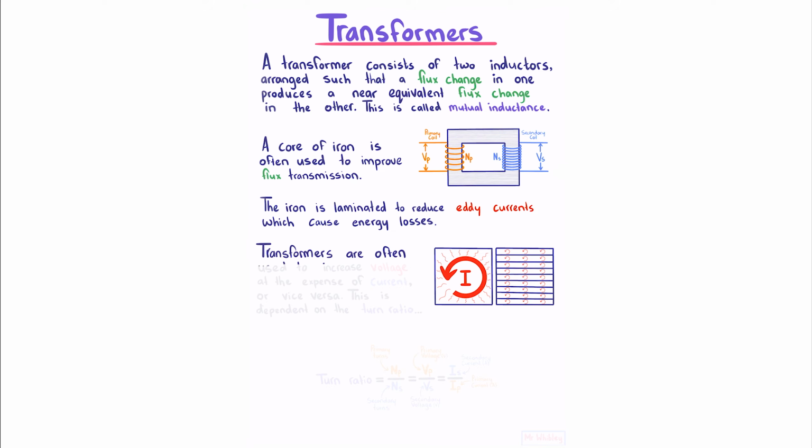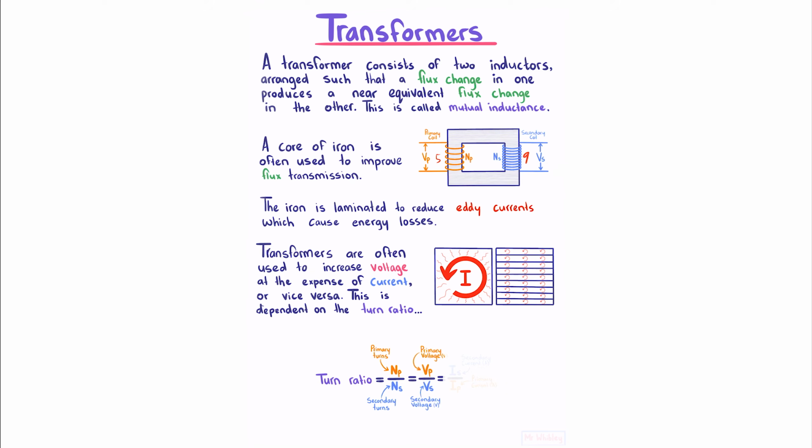Transformers are often used to increase voltage at the expense of current, or vice versa. This is dependent on the turn ratio. By turn ratio, we mean the amount of primary turns divided by the amount of secondary turns. By turns, we mean the amount of physical loops. So in this case, there are 5, and in this case, there are 9. This turn ratio is also equal to the ratio of the voltages and the inverse ratio of the currents.